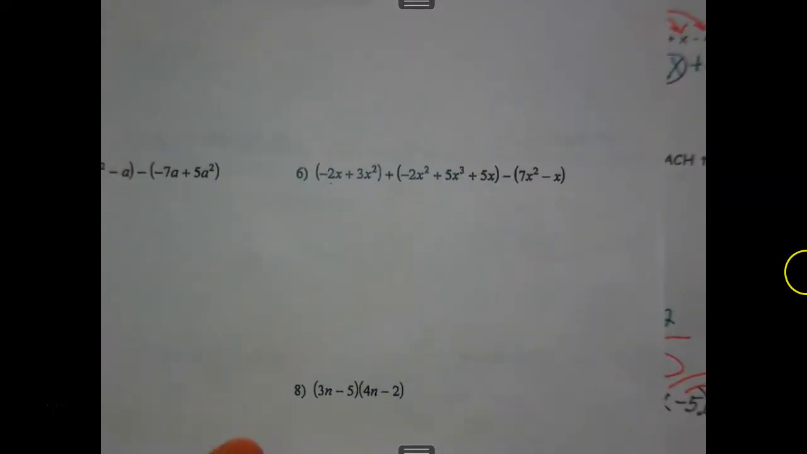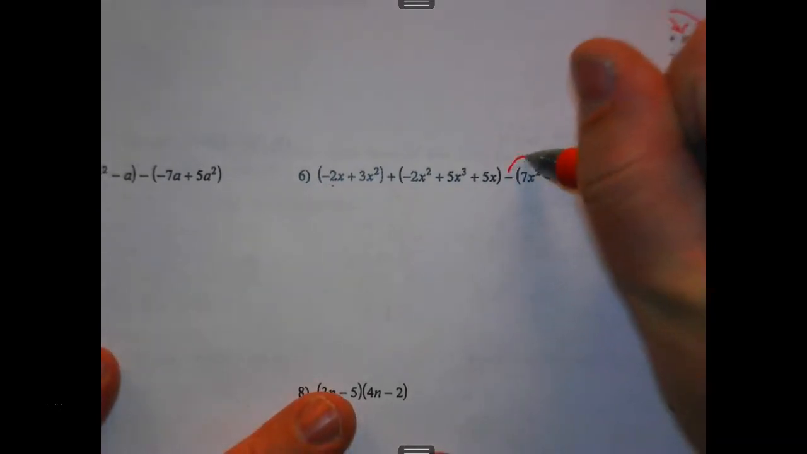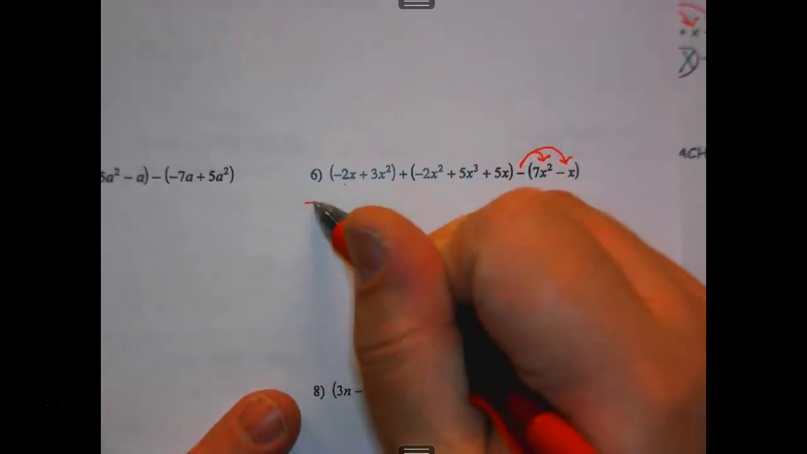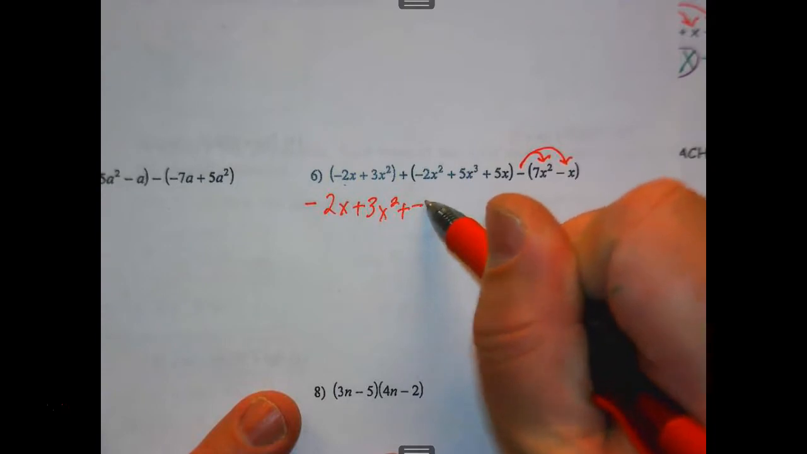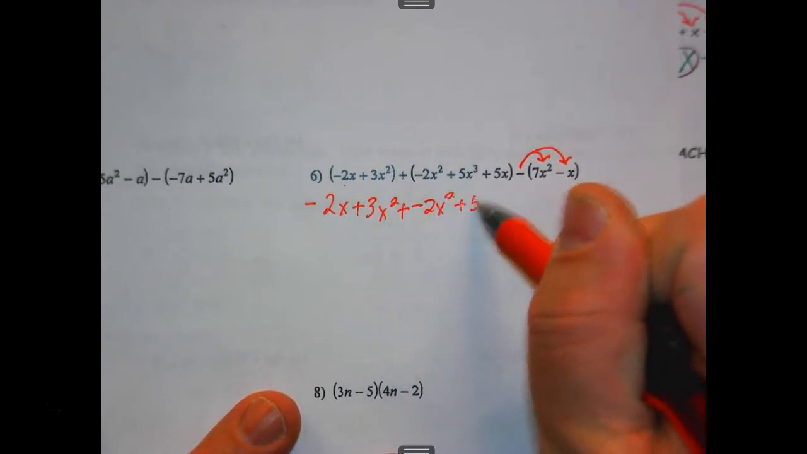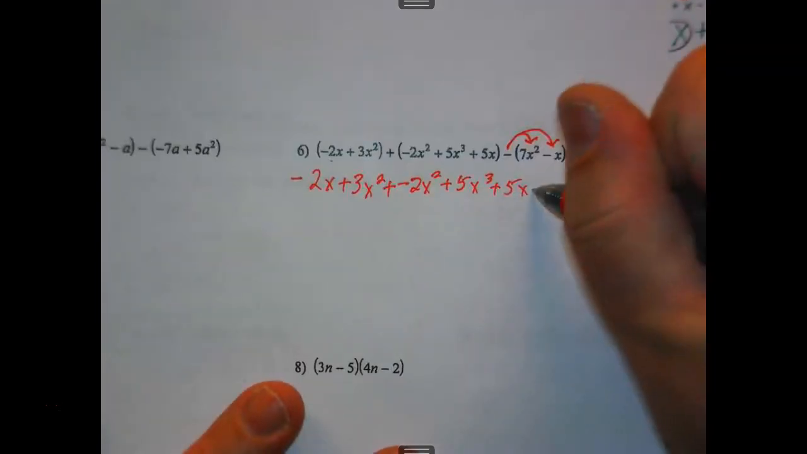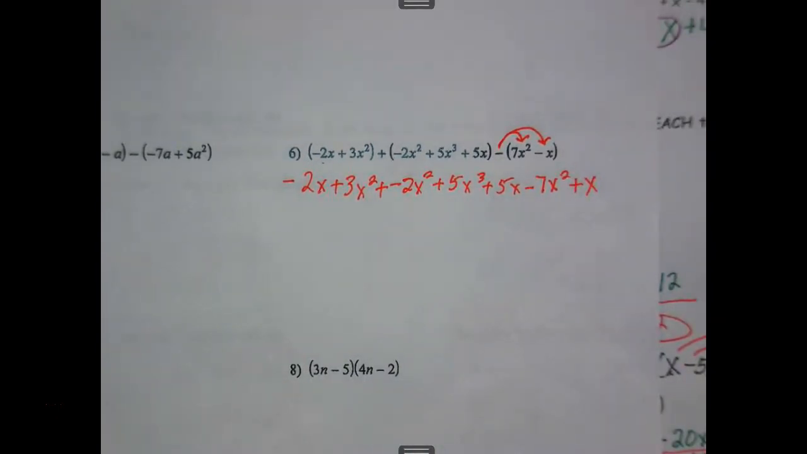Number 6 is actually students wanted to do all kinds of stuff here, and I'm not sure why. The only thing you have to do here before you start combining like terms is distribute the negative sign on the last binomial. Everything else stays the same. I have negative 2x plus 3x squared plus negative 2x squared plus 5x cubed plus 5x, and then distribute the negative sign. You get negative 7x squared plus x. Then go through and start combining like terms.